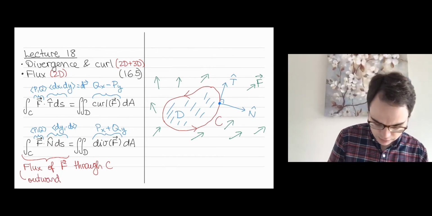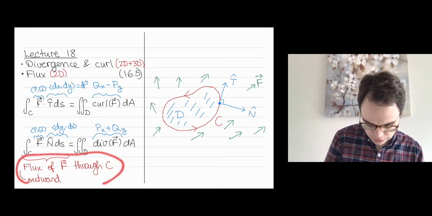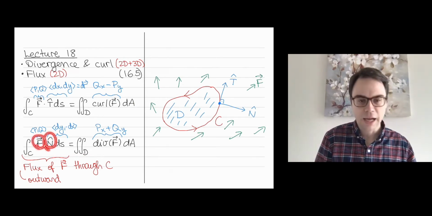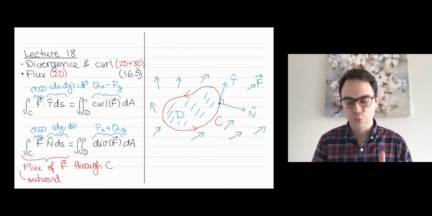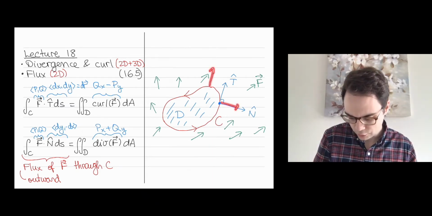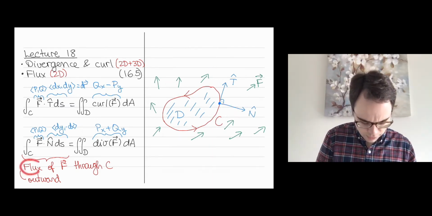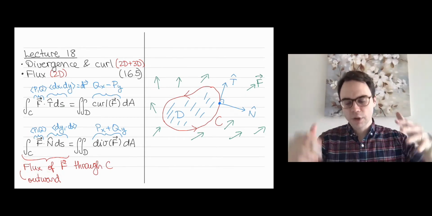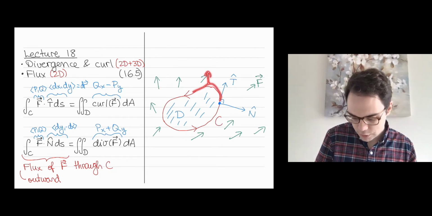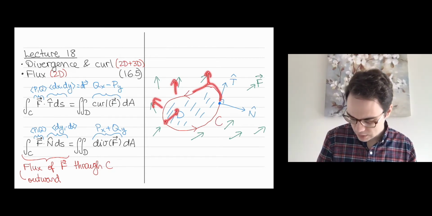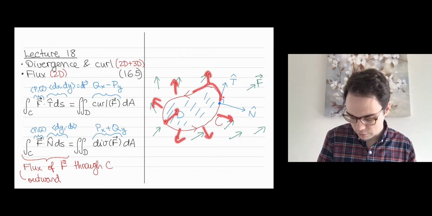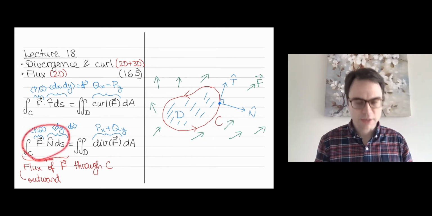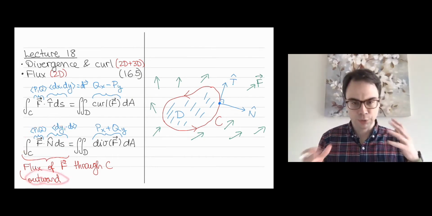Flux of F through C. This is measuring how much the vector field aligns with the outward normal as you go around the curve. So if F mostly points out of the curve, if you go around this curve C and F is always pointing out like this, here it's going in, right? But if most of the time it's going out, then the flux will be positive. That's why we talk about outward.